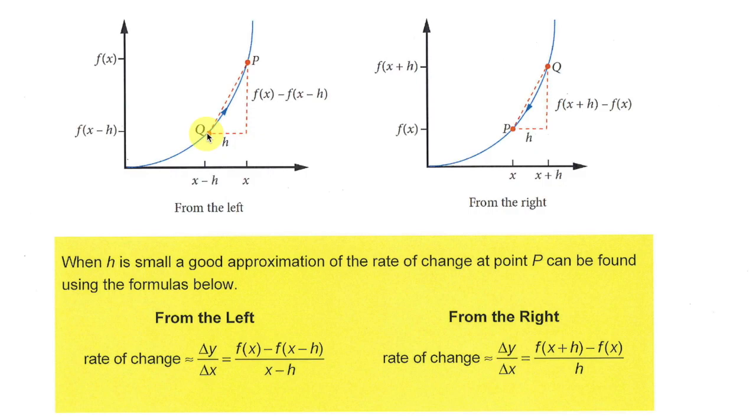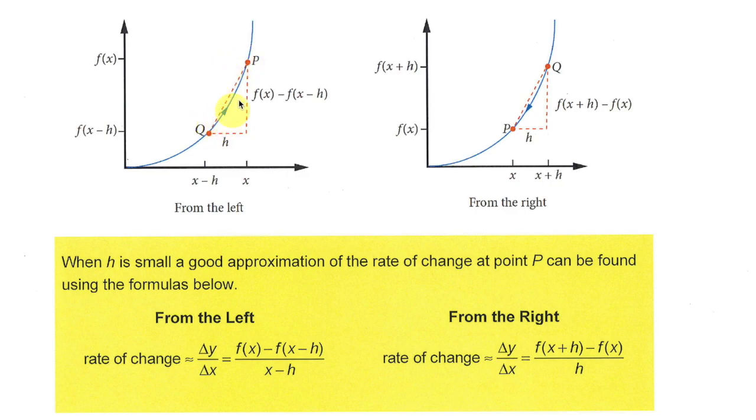What I can do now is calculate the gradient of that secant that joins the points Q and P. And the gradient of this line here is going to be approximately the same as the gradient of the tangent line at point P. Therefore, I can say that the gradient of this line is approximately the same as the instantaneous rate of change at point P. That's the background behind it.